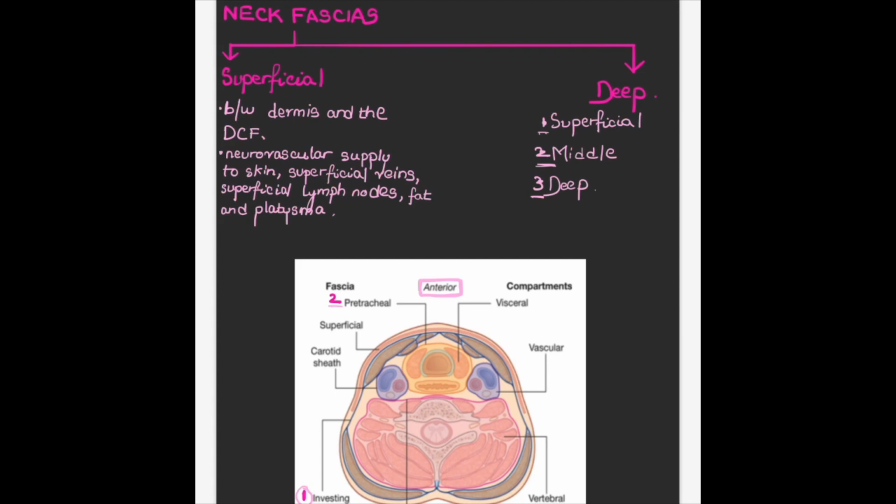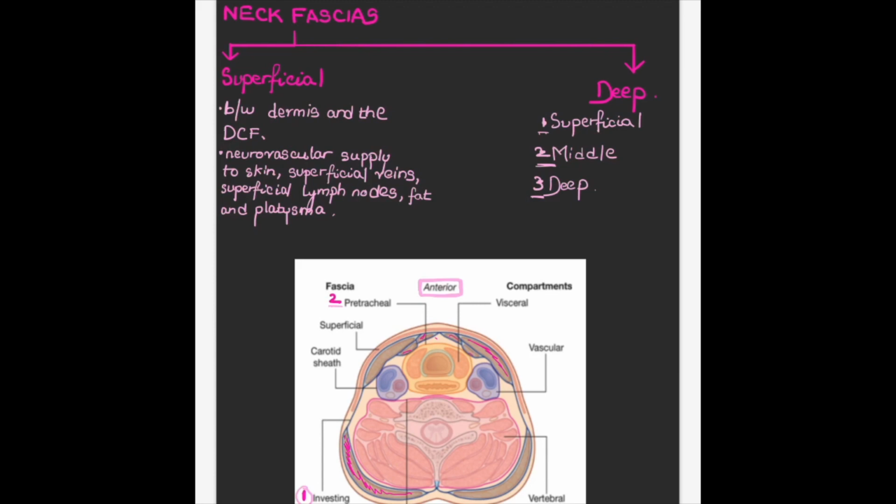So the investing layer of the cervical fascia encloses all the structures of the neck except the platysma. Moreover, the sternocleidomastoid muscle and the trapezius muscle are embedded within. Next up is pretracheal layer.